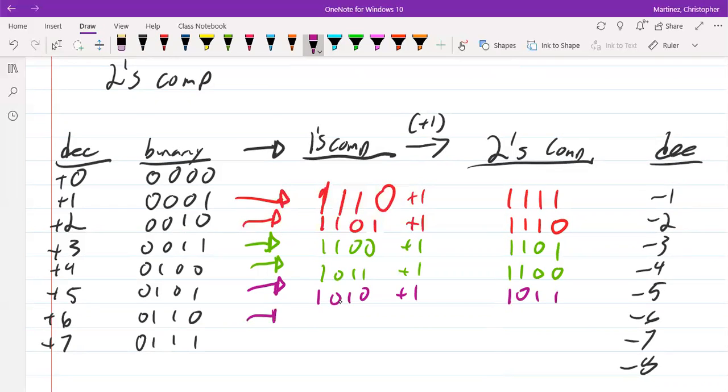All right, let's look at 6. 1's complement, 1, 0, 0, 1. I'm going to add a 1. That will give me 1, 0, 1, 0. All right, we're almost done.